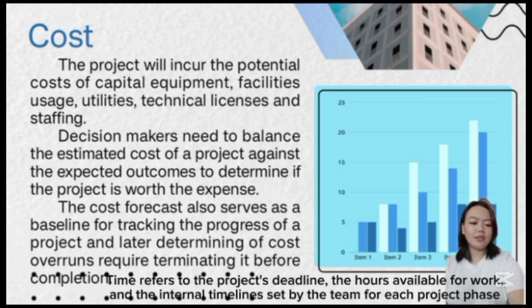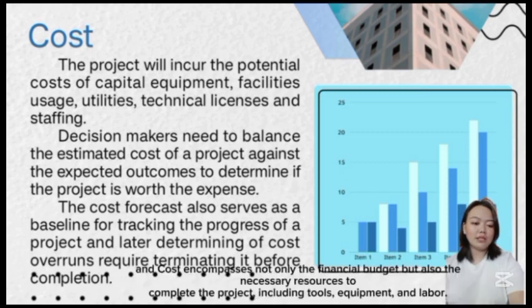So in summary, time refers to the project deadline, the hours available for work, and the internal timeline set by the team for each project phase. And cost encompasses not only the financial budget but also the necessary resources to complete the project, including tools, equipment, and labor.